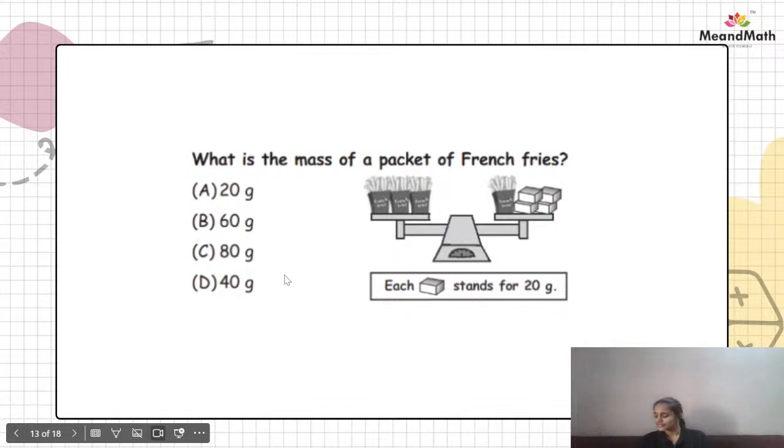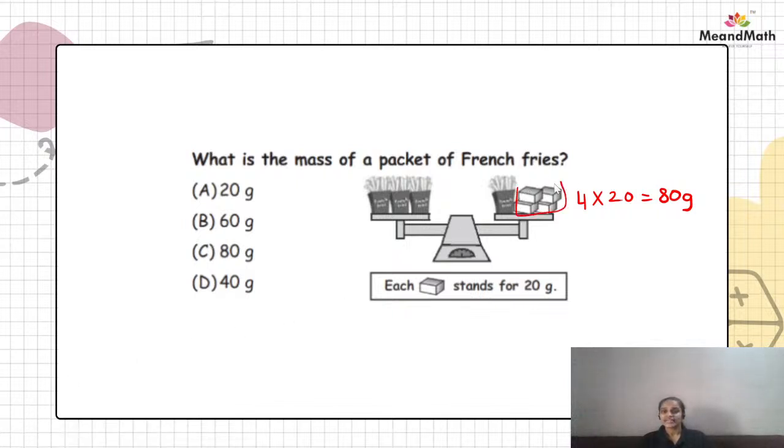Okay, I got the answer from Trijal, who says option D, that is 40 grams. Okay, let's find out whether Trijal's answer is correct or not. If each box stands for 20 grams, how many boxes do we have over here? 4. So 4 multiplied by 20 will be 80 grams. So the weight of 4 boxes is 80 grams.